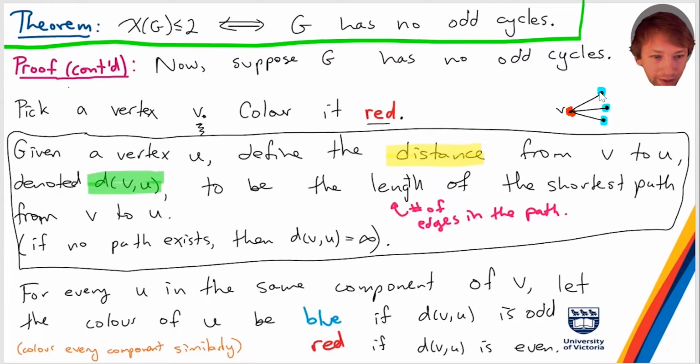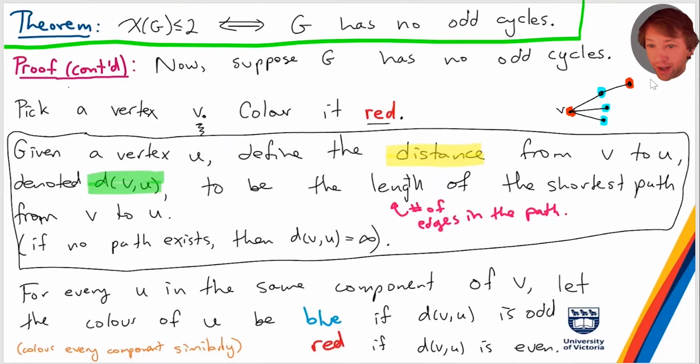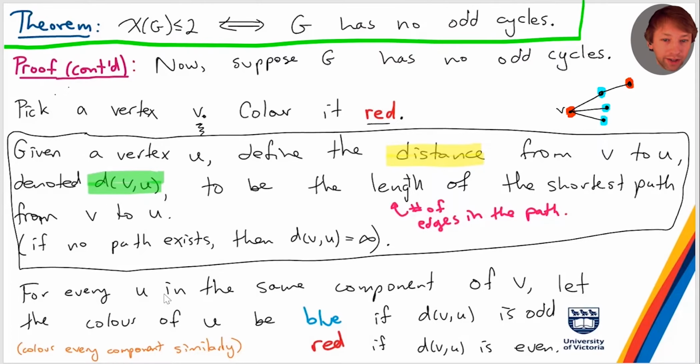Now, if I look at a vertex at distance 2 from V, what color does it have to be? Hopefully it's fairly clear that it's red. If it's at distance 2 from V, then if I trace a path from that vertex back to V, the shortest one has length 2. So this vertex must be adjacent to a vertex that's blue, so it must be red. And so on and so forth, and so it's kind of clear how to construct a coloring.